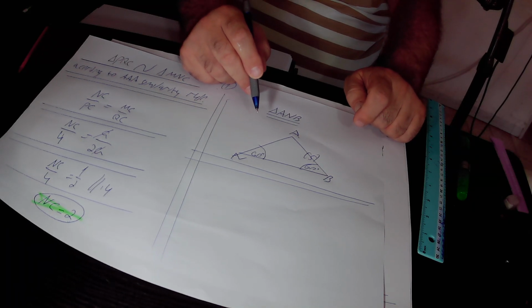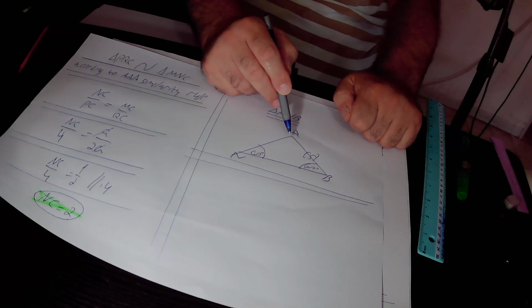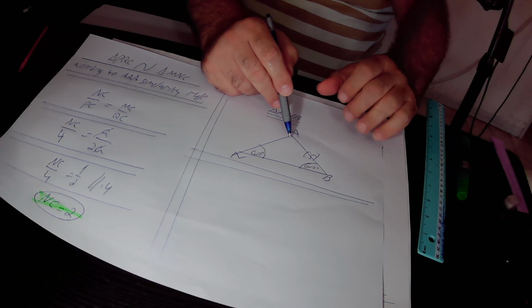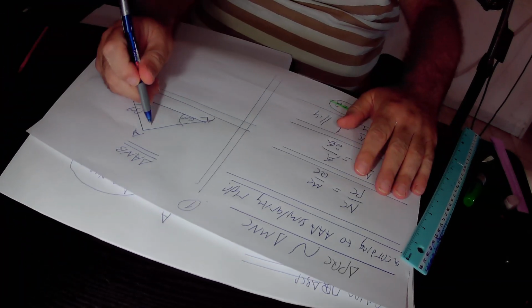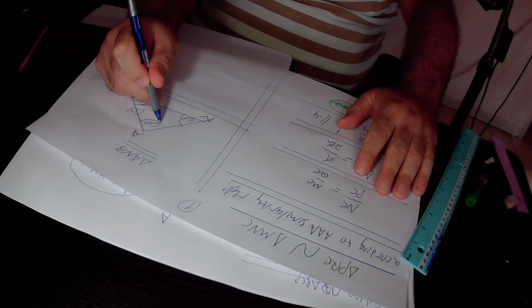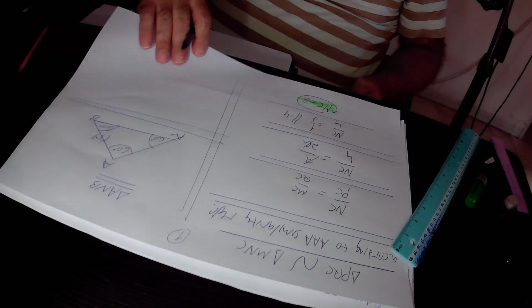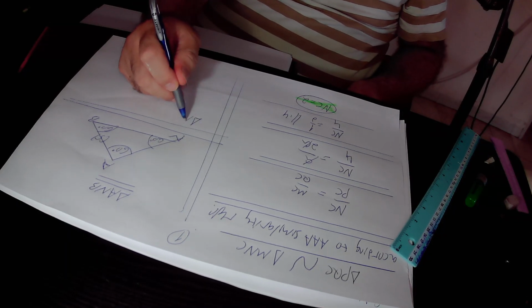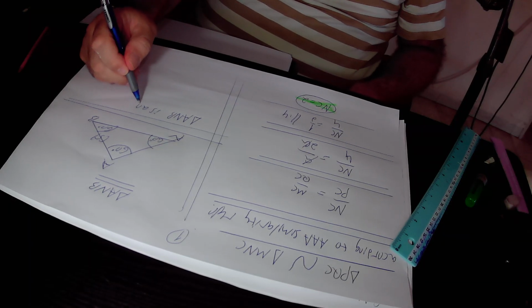So in this triangle ANB, 60 degrees plus 60 degrees is 120 degrees, and therefore this third missing angle must be equal to 60 degrees, according to the rule that the sum of the angles in any triangle is equal to 180 degrees. And therefore triangle ANB is an equilateral triangle because all of its angles are equal to each other.